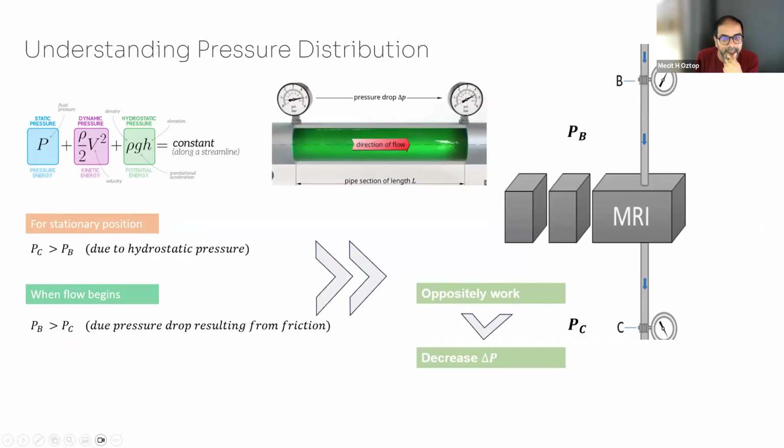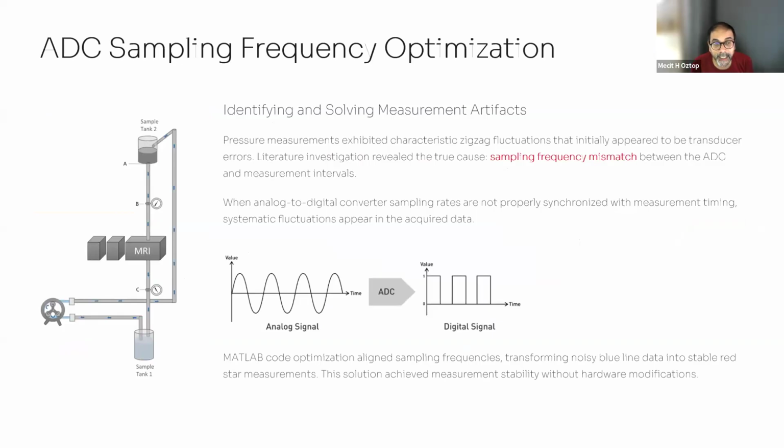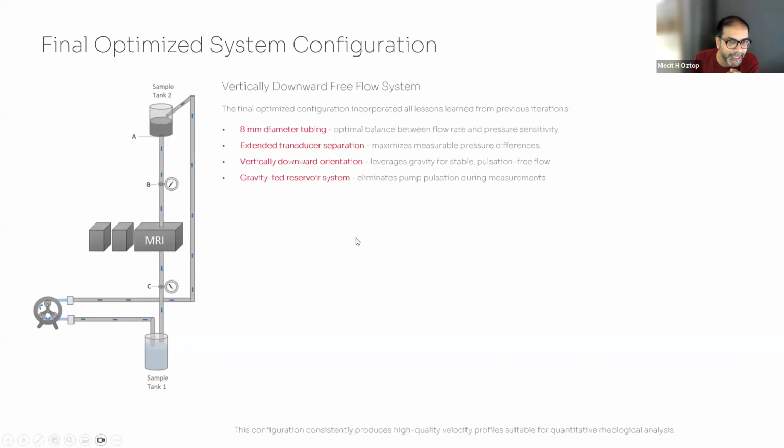So that is why we again did some other calculations, and finally we realized that the ADC sampling frequency of the pressure transducer was also important. Pressure measurement on the transducer exhibited zigzag fluctuations that initially appeared to be transducer error. In fact, we figured out that the sampling frequency mismatch between the transducer and the measurement intervals was the reason. So we also arranged that with some MATLAB optimization.